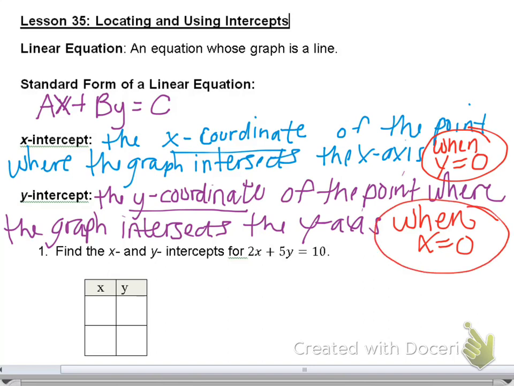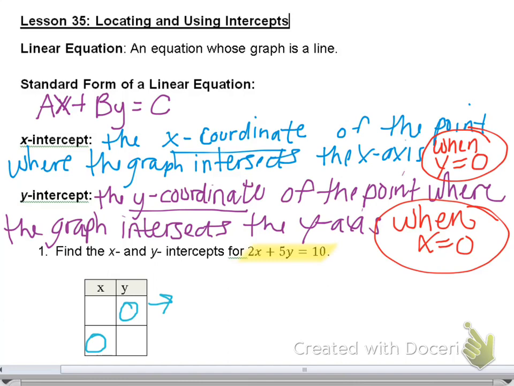Okay, so let's try a little bit of this here. Let me change my pen color back. Okay, find the x and y intercepts for this equation: 2x plus 5y equals 10. So, as we already pointed out, for the x-intercept we want y to be 0, and for the y-intercept we want x to be 0. So we're just going to solve the equation using these two coordinates.